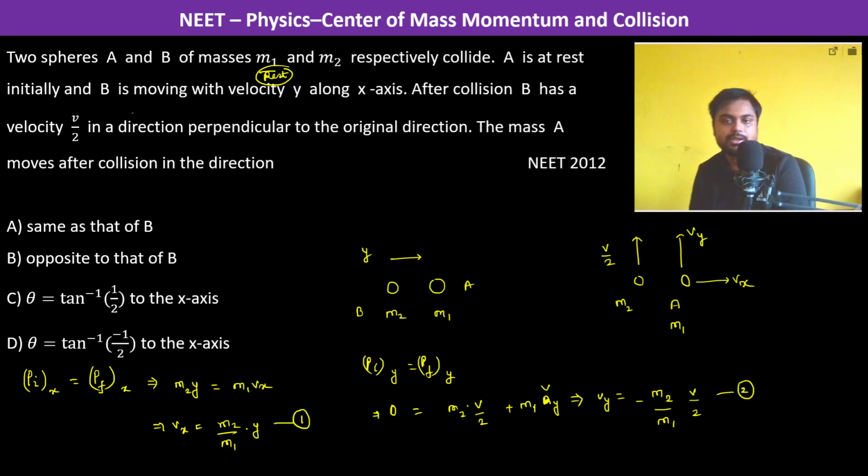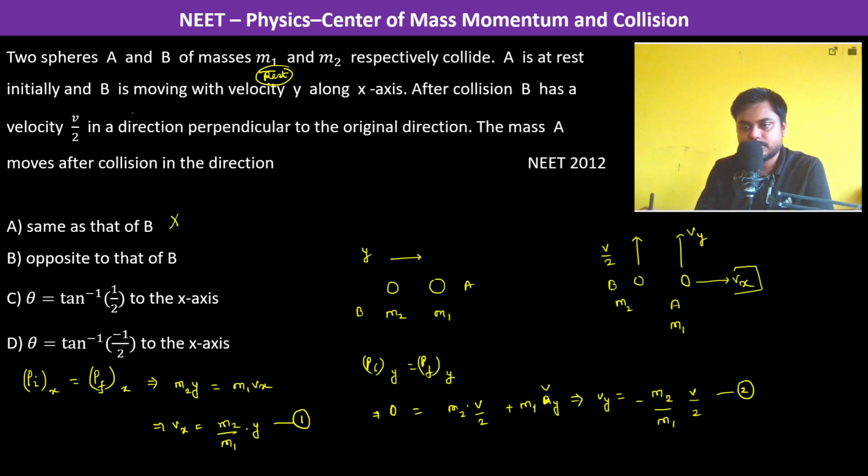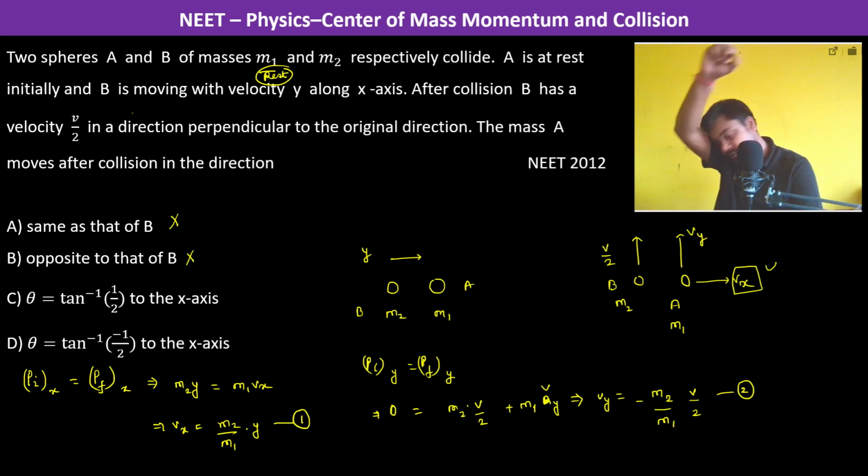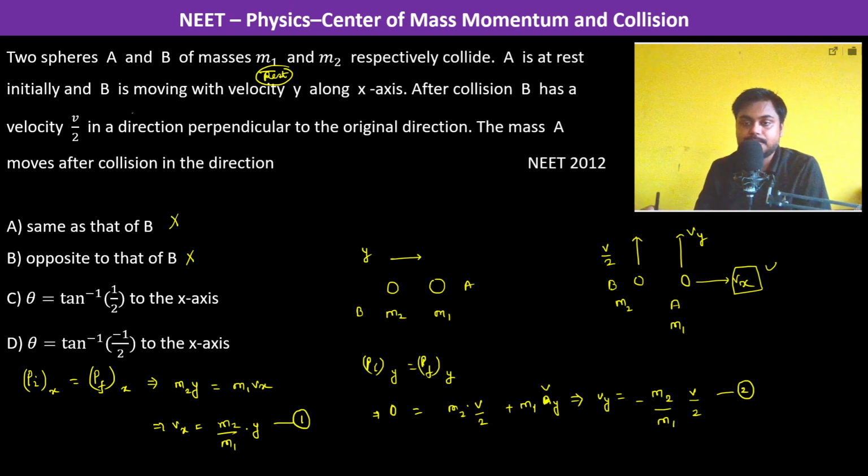Okay, now the mass A moves after the collision in the direction. It's not going to be same as that of B, no, because B is moving in y direction and A has a velocity in x direction also. It's not opposite to that of B also, because yes, it is having a velocity in x direction. So therefore theta equals tan inverse half to the x-axis. That means in this direction.